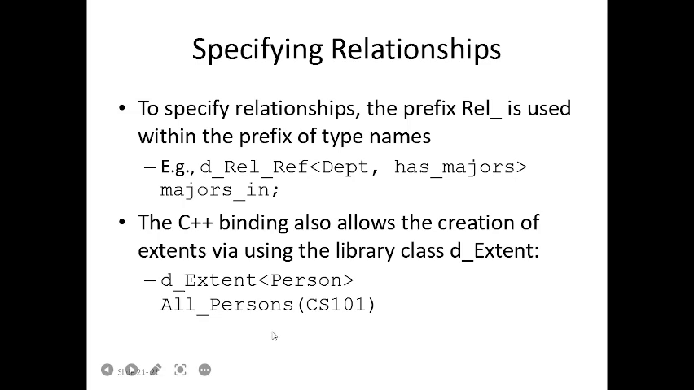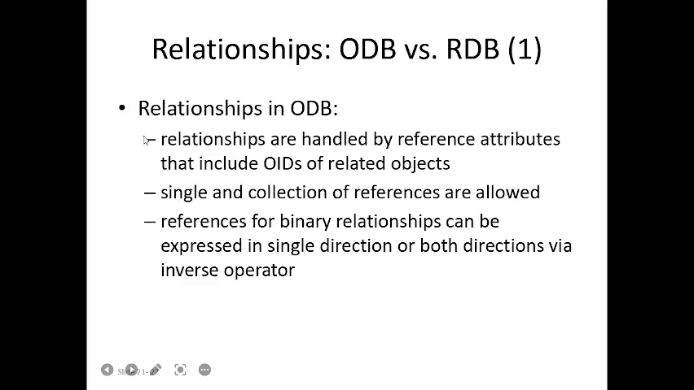Key constraints are not supported in the C++ binding, and any key checks must be programmed in the class methods. And also the C++ binding does not support persistence via reachability. The object must be statically declared to be persistent at the time it is created. The relationships are handled by reference attributes that include OIDs of related objects, and single and collection of references are allowed. References for binary relationships can be expressed in single direction or both directions via inverse operator.